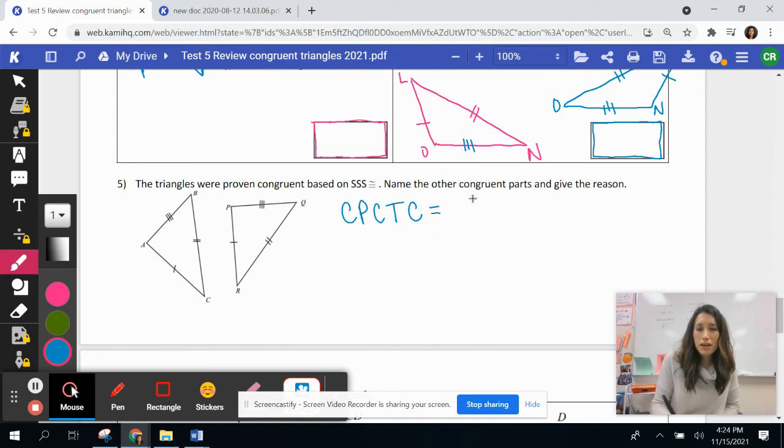Okay, and then because of CPCTC, what is angle A congruent to? What is angle B congruent to? And what is angle C congruent to?